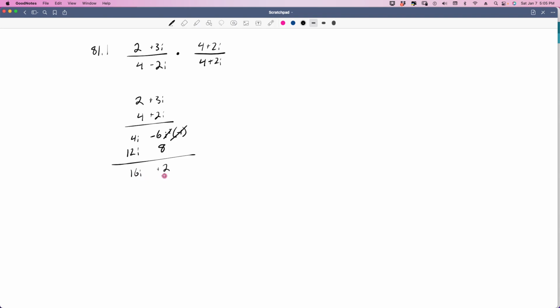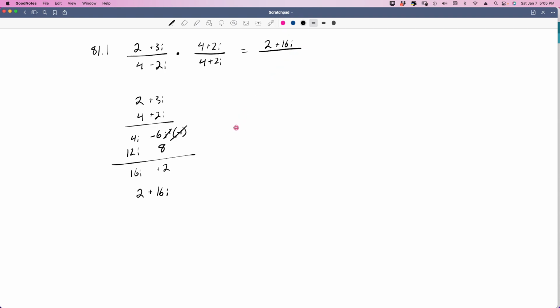Now that's not standard format. Standard format is always going to be with the i term second. Remember, we've already talked about that. So it would always be written as 2 plus 16i. So that would be our new numerator, 2 plus 16i.